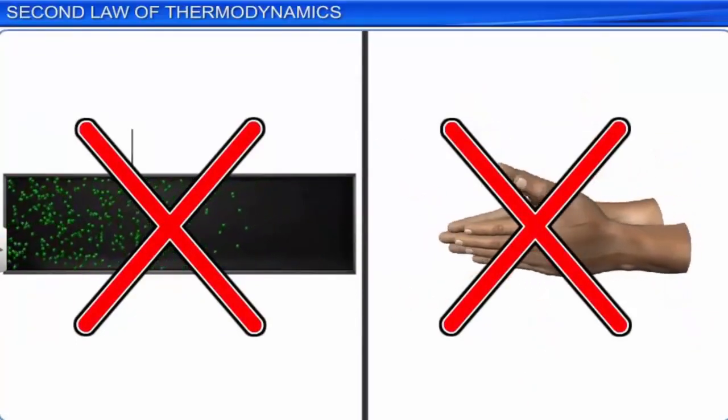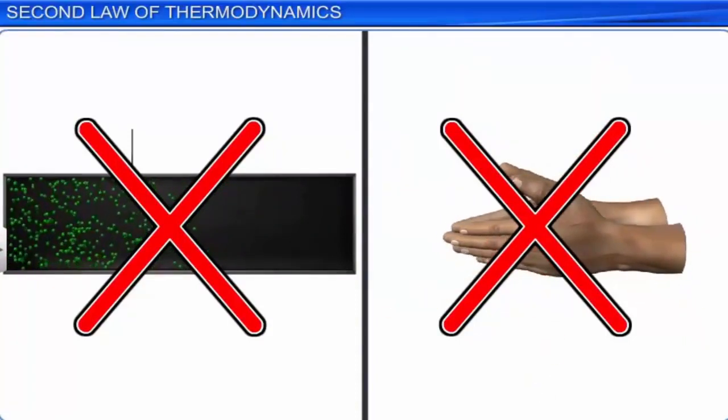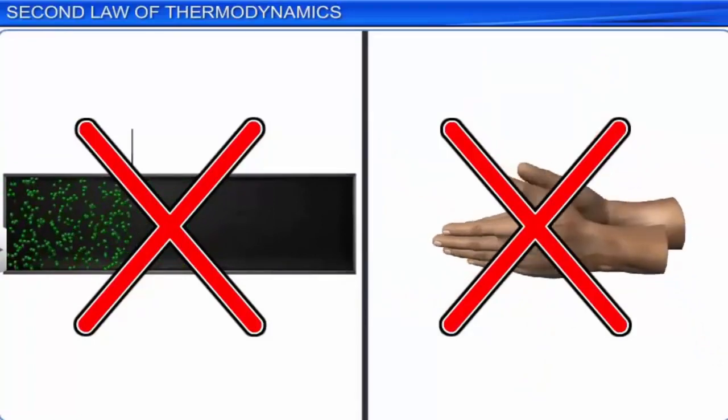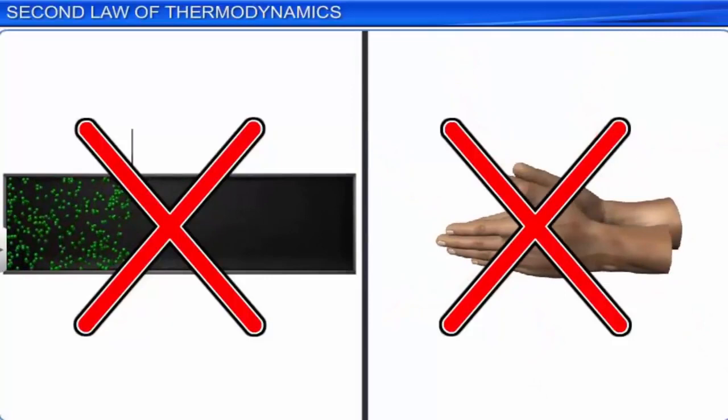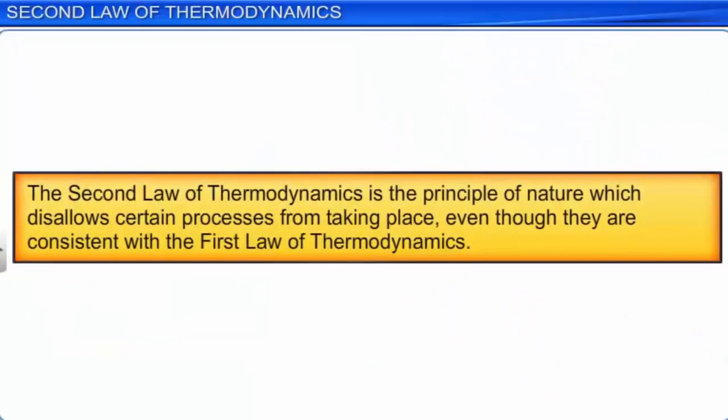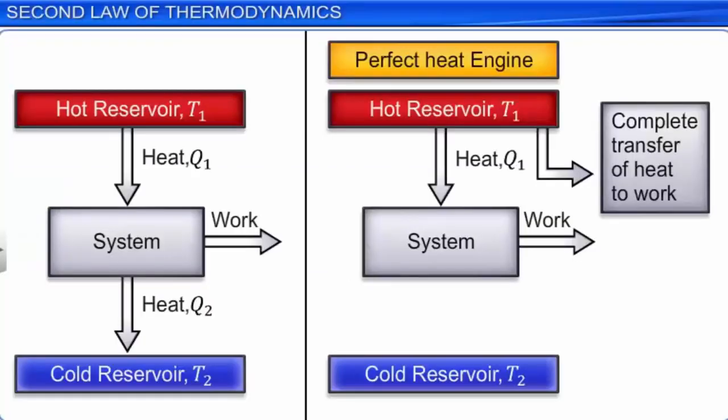Hence, there must be a law of nature that decides whether a given process, allowed by the first law of thermodynamics, actually takes place or not. The second law of thermodynamics is the principle of nature, which disallows certain processes from taking place even though they are consistent with the first law of thermodynamics. There are many ways to state the second law of thermodynamics.